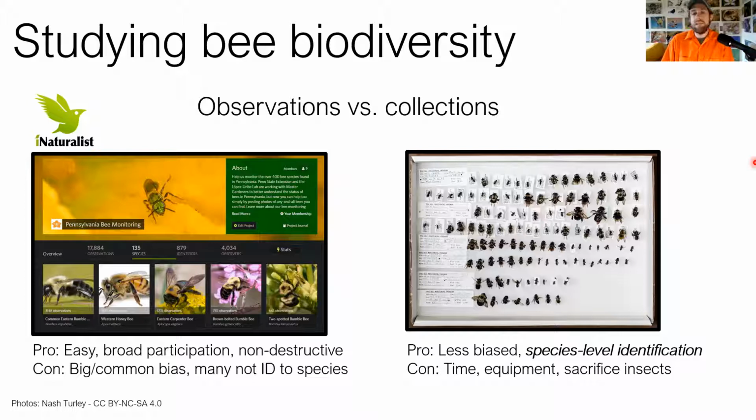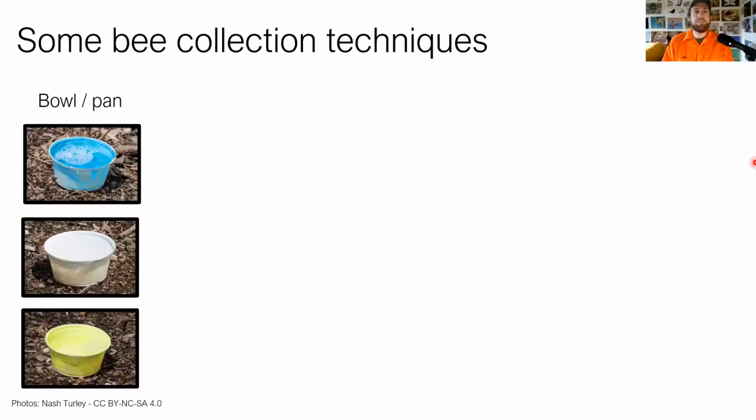There are some downsides, of course. It's quite time consuming to catch all those bugs and process them and label them properly so they can go into museum collections. It can take some specialized equipment. And then, of course, you have to kill the bugs to do it, which is very counterintuitive. We're out here studying bee biodiversity and really loving these things and trying to learn about them, but we have to kill them to do it. So that's unfortunate. But if we really want to do species level identification, that's what we need to do.